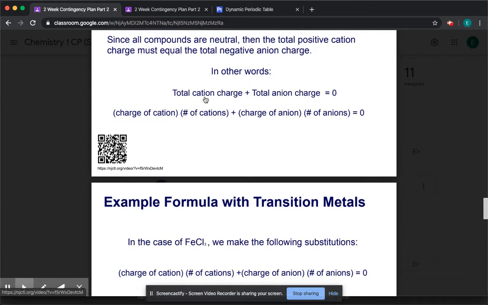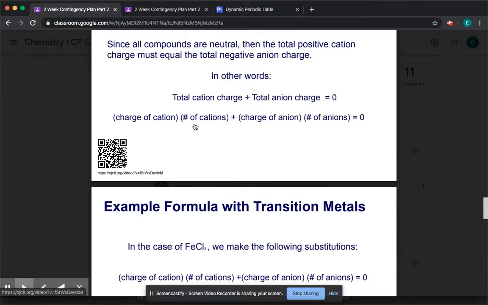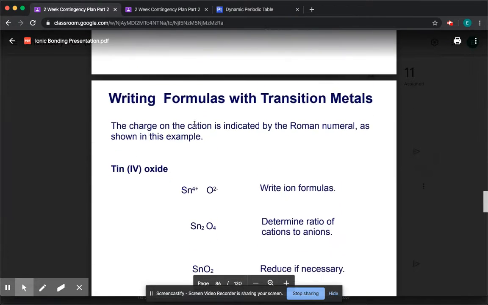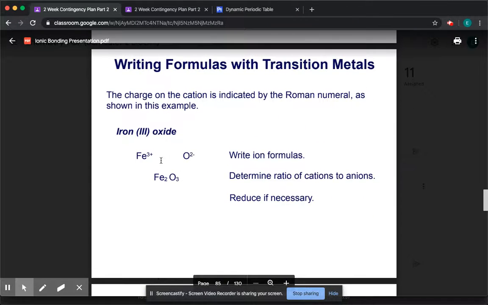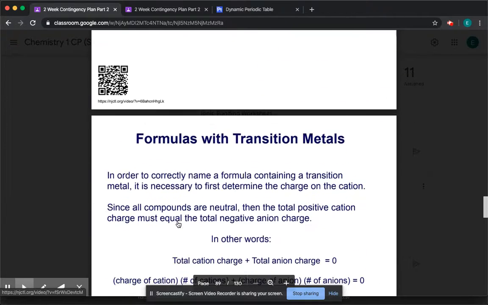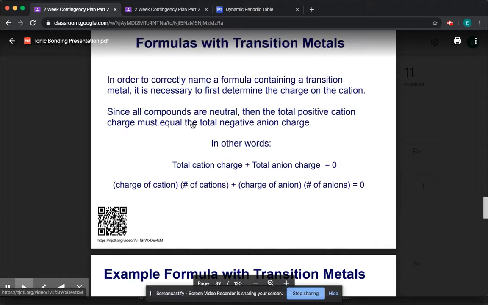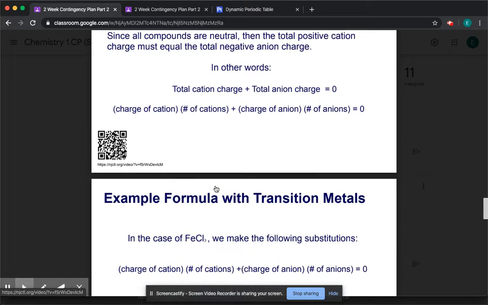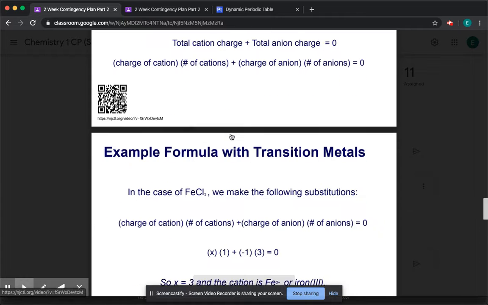So this is total cation charge. So the charge of a cation times the number of cations. So in this case, with the iron 3, you have a plus 3 charge and you have 2 of them. So this is plus 6. This is, you have a minus 2 charge and you have 3 of them. So that's minus 6. That's all this is saying. So they're just putting in formula form everything you've already been doing. Okay, that's all these slides are.